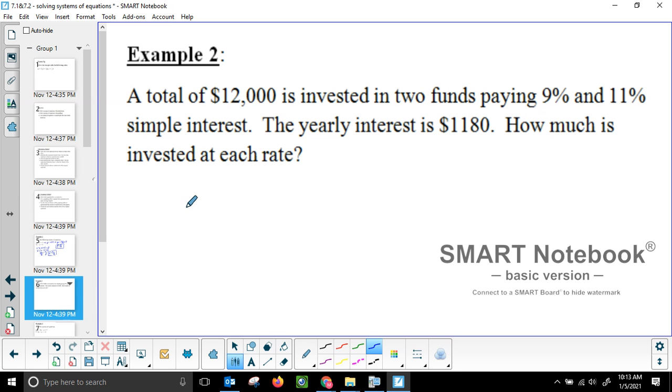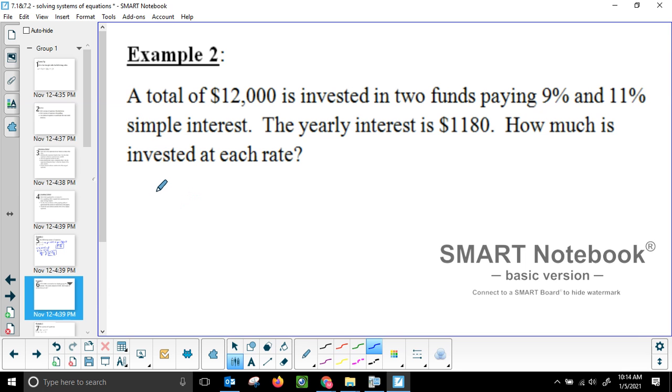So a total of $12,000 is invested in two funds, paying 9% and 11% simple interest. The yearly interest is $1,180. How much is invested at each rate? Okay, so we're going to have to come up with a system of equations, and then we are going to have to solve it.